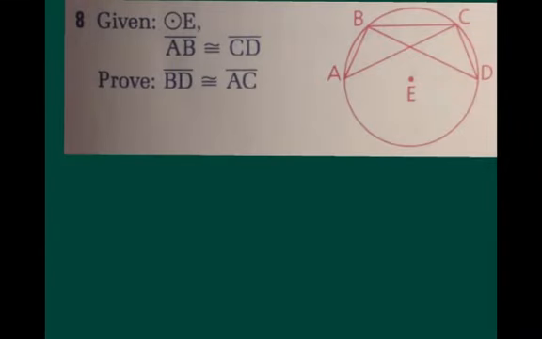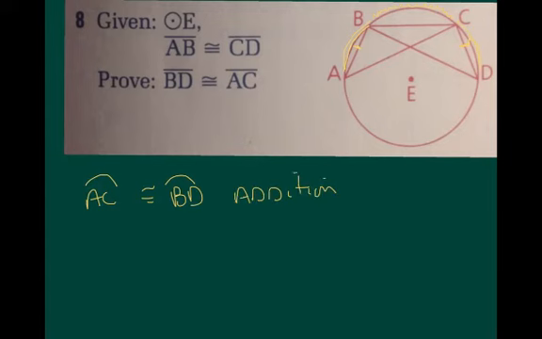Okay, number 8 on page 455 causes trouble every year. They want us to prove that chord BD is congruent to chord AC. The trick is going to be to prove that the arcs are congruent. So since I'm given that chord AB is congruent to chord CD, that must mean that arc AB is congruent to arc CD. Now, by the reflexive property, I know that BC is congruent to itself. So by addition, arc AC is going to be congruent to arc BD.